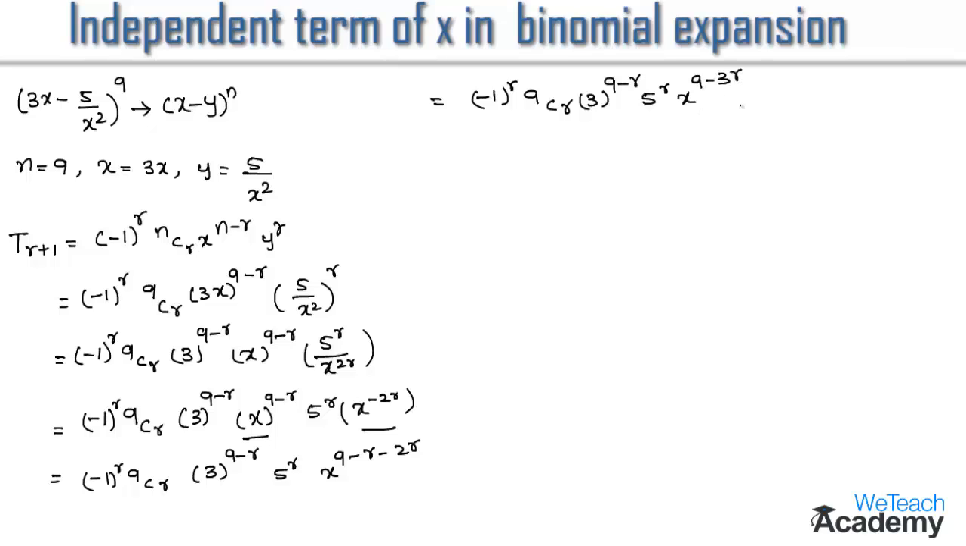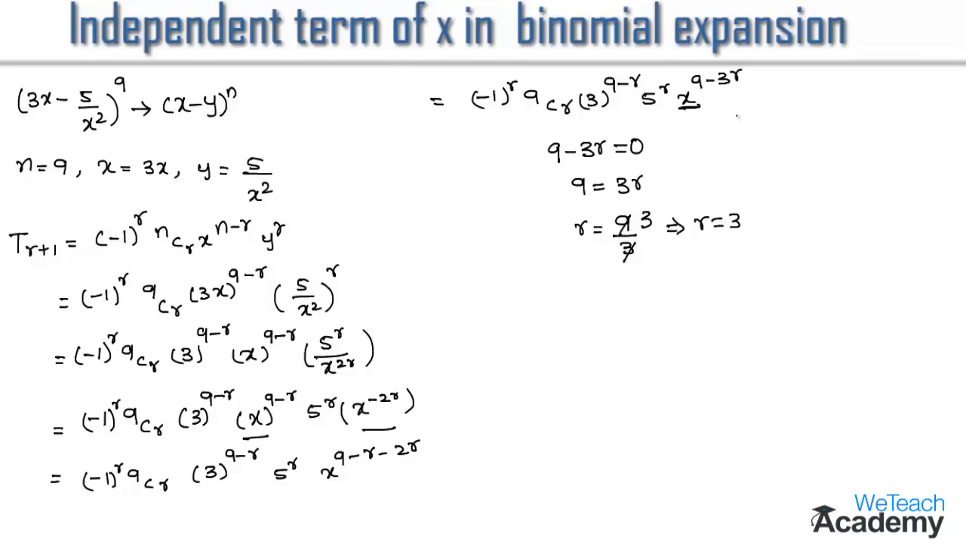So to find the independent term, the power of x must be equated to 0. So we have the power of x here as 9 − 3r = 0. Now let us transfer −3r to the other side. We get 9 = 3r. By transferring 3 to the other side, we get r = 9/3. On simplifying, 3 times 3 is 9, so we get the value of r as 3.